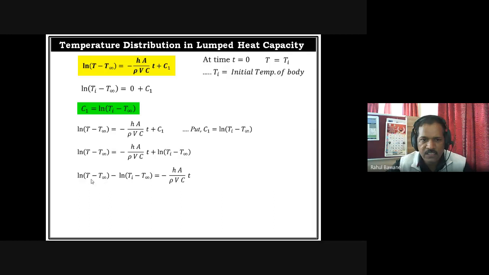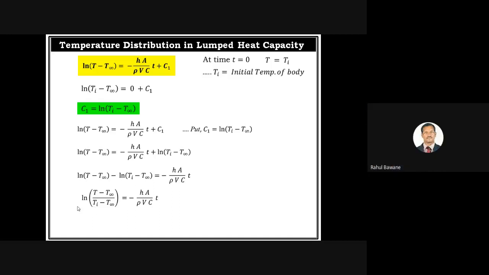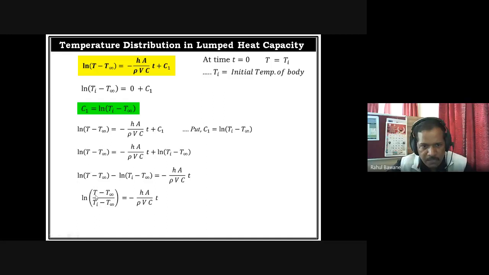Now this is in a minus form, so we can rearrange it as ln of (T minus T infinity) upon (Ti minus T infinity). In these temperatures, this T stands for the temperature of that object at a particular time. T infinity stands for the surrounding fluid temperature. Ti stands for the initial temperature of that object before being submerged into any fluid. So this T will change if time is changed, so this T corresponds to this time.